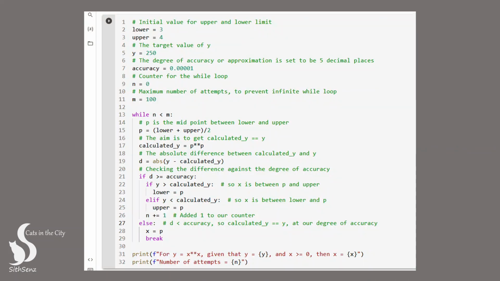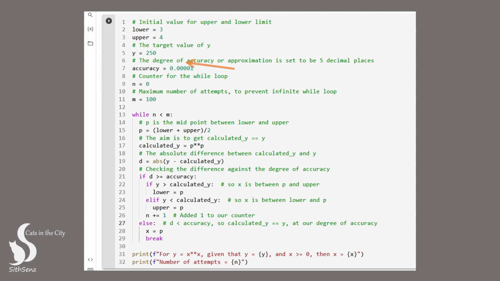I have finished coding our calculator. We'll go through my code together. Similar to the number guessing game, we'll need to define a few variables. The values of these variables are specific to our question. You can put different values for lower and upper, as long as they are the real limits of x. And y is given in our question as 250.